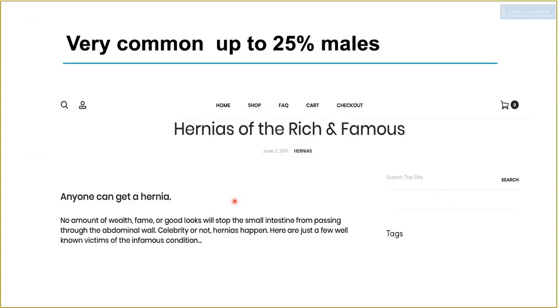So why are we discussing hernia? Well, it's very common. Up to 25% of males will develop a hernia, particularly in the groin area, at some point in their life. When I started looking into this, I was keen to see if there were any celebs who had a hernia. Here's a website which lists hernias of the rich and famous. I didn't want to put any pictures up or name any names, but if you're interested, go to that website. I don't know why there's a shopping cart key. I don't think you have to pay to find out this information, but it just emphasizes that anyone can get a hernia.